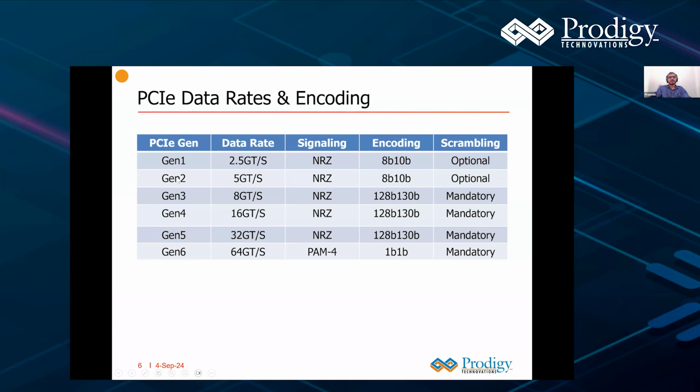Scrambling is optional in Gen1 and Gen2 because 8b/10b already takes care of the data transition requirements for the clock recovery. But in Gen3, Gen4, and Gen5, since that encoding is not used, scrambling is mandatory, and even in Gen6 also.